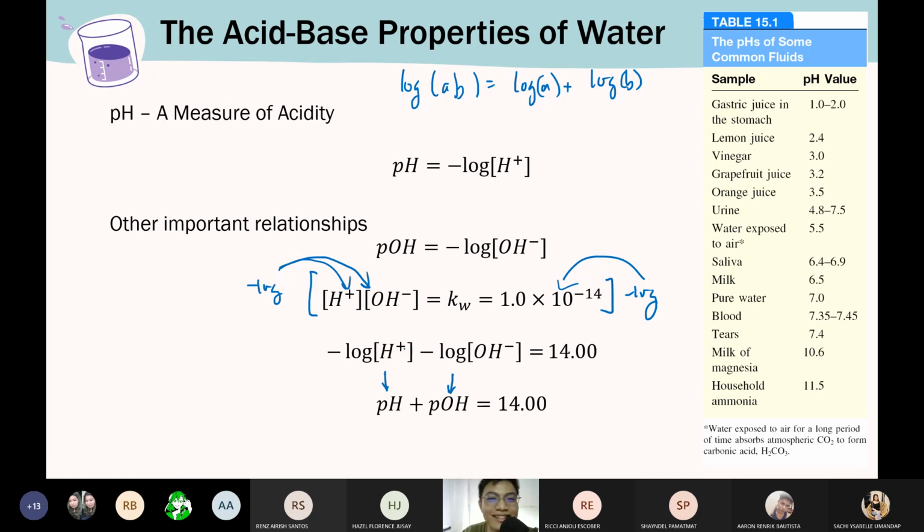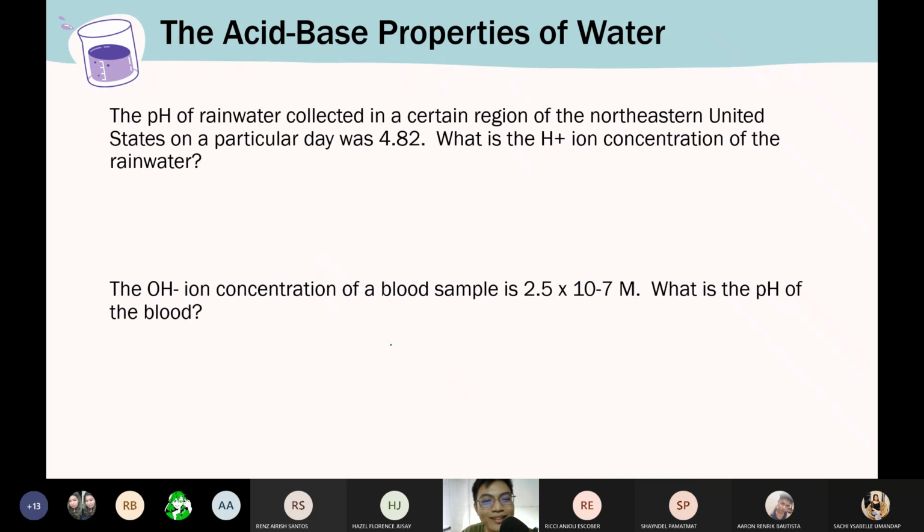Anyway, so yan yung reason bakit yung pH scale ay up to 14. Let's try these two problems here. Basically, nagawa niyo na rin to sa lecture, no? But let's apply it here. The pH of rainwater collected in a certain region of the northeastern United States on a particular day was 4.82. What is the H plus concentration of rainwater? Okay, so we are given the pH. We are looking for the H plus.